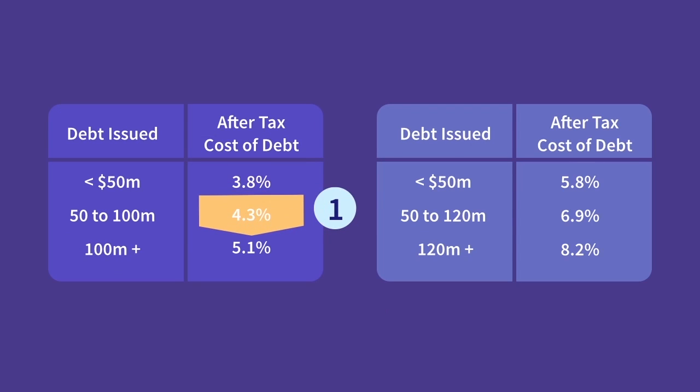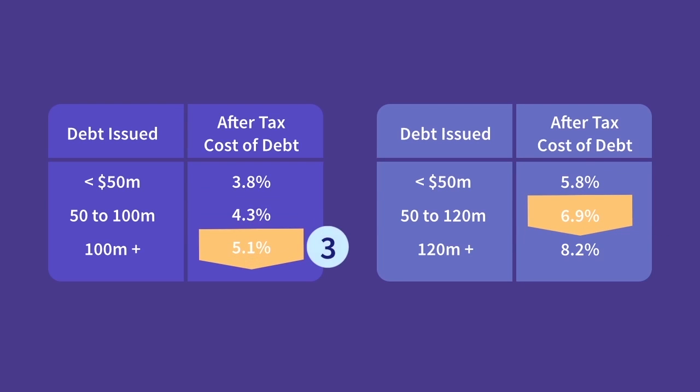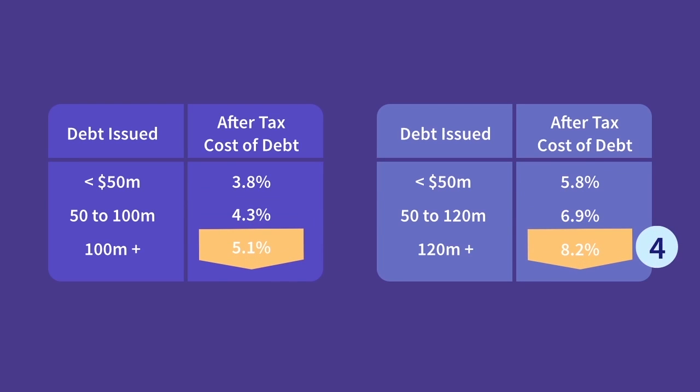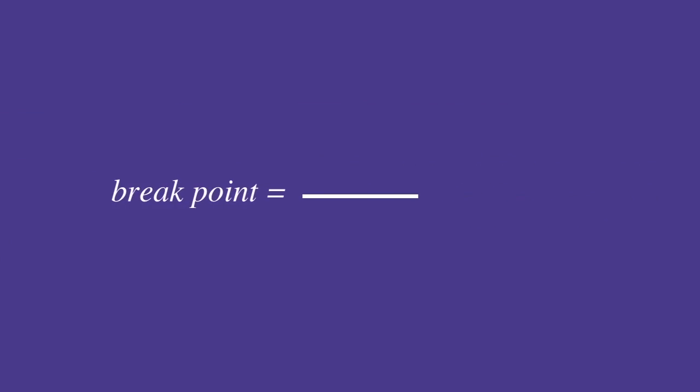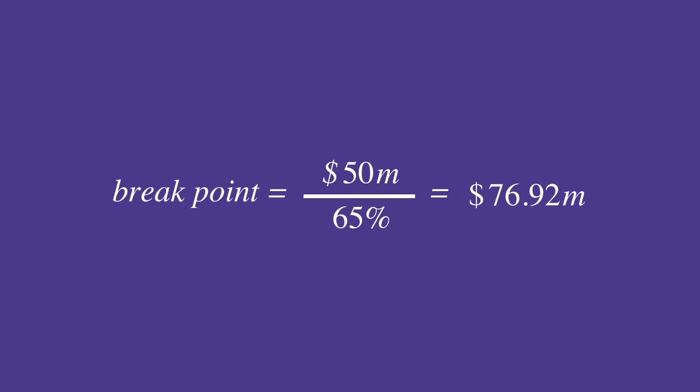How many places does an actual component cost, an actual rate of interest, change? It's 4, meaning we have 4 breakpoints. Be very careful. Okay, back to the equation. We have 4 changes in component costs, so let's find the 4 breakpoints. First, when debt crosses the 50 million mark, we get a change. So let's divide 50 million by the proportion of debt in the capital structure, 65%, and that's our first breakpoint, 76.92 million.